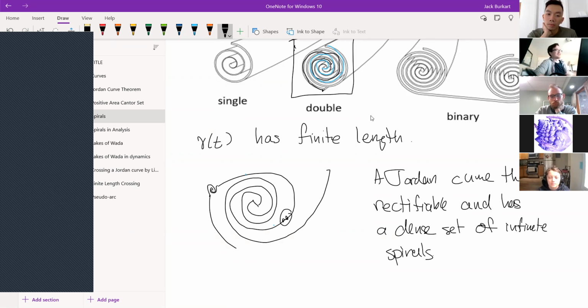So again, this is a Jordan curve, and I just connect the endpoints at the end of the day, so that instead of a Jordan arc, it's a Jordan curve. And you can have a dense set of infinite spirals inside of a homeomorphic image of the unit circle. So that's another thing that you have to keep in mind when you do complex analysis.